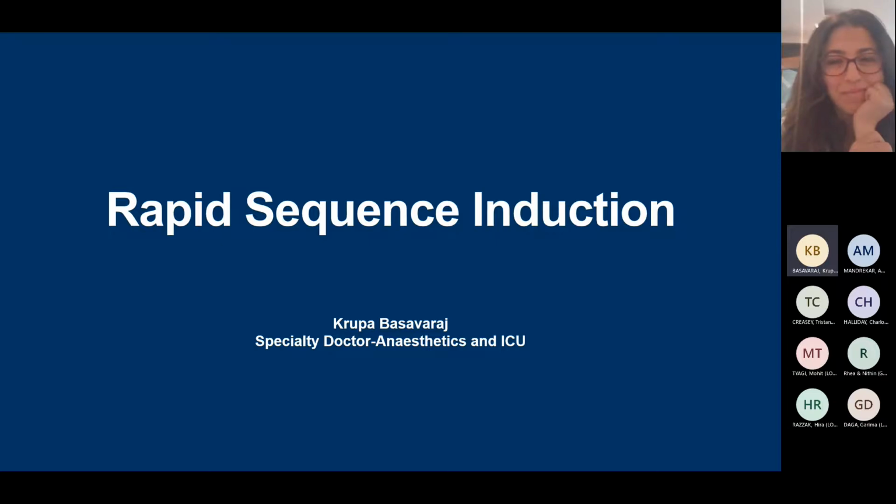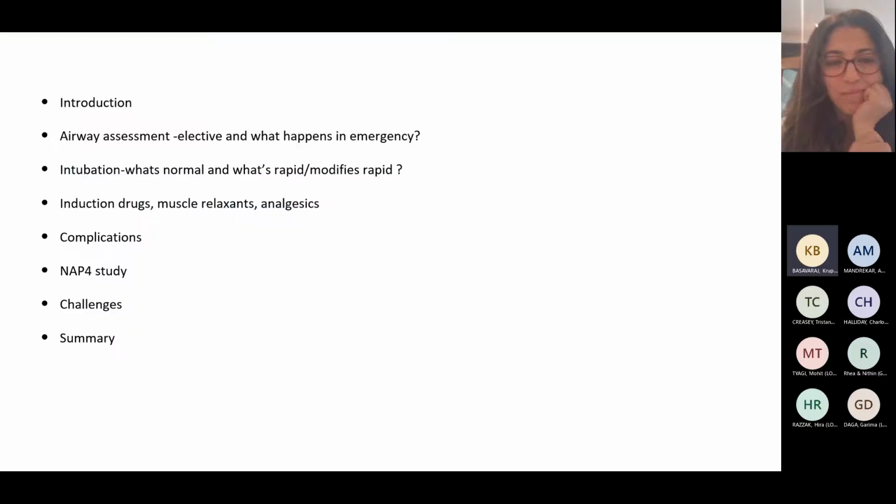All right, guys, let's get on with this. I'm going to be talking a few words about rapid sequence induction. Basically, we'll start off with the introduction as to what the airway assessment would be and what happens in elective and emergency intubation, what's normal and what's rapid, and what is modified rapid. Induction drugs, muscle relaxants, analgesics, probable complications. A few words about the National Audit Project 4 studies, the challenges which are unique to our environment, and a brief summary of this.